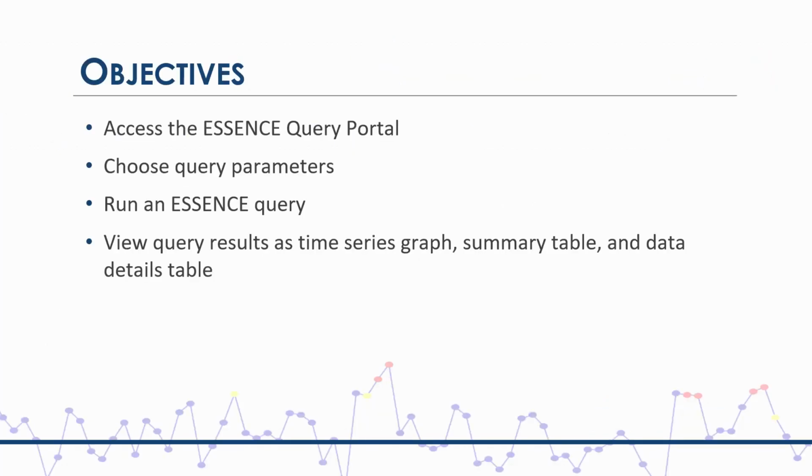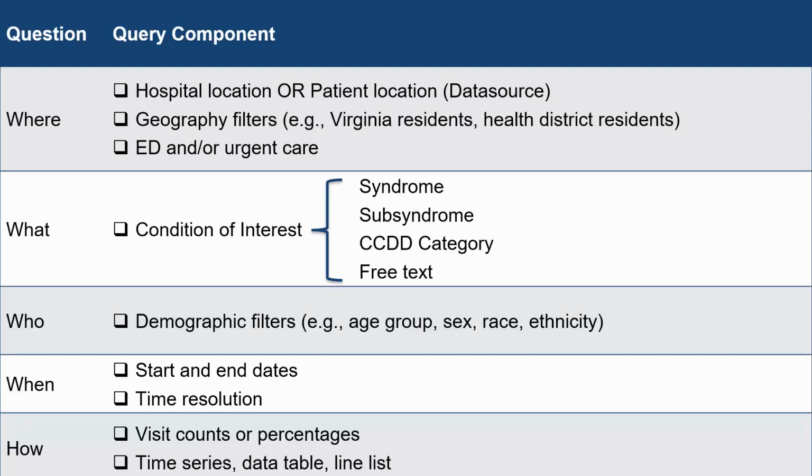After watching this video, you should be able to access the query portal in Essence, choose query parameters and run a query, and view query results as a time series graph, a summary table, and data details table.